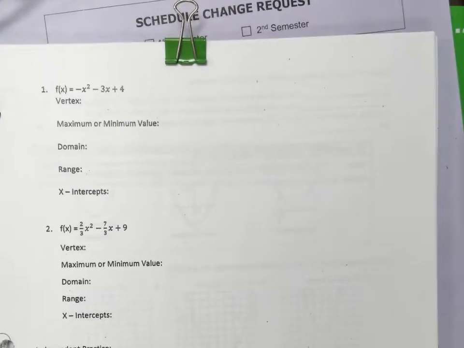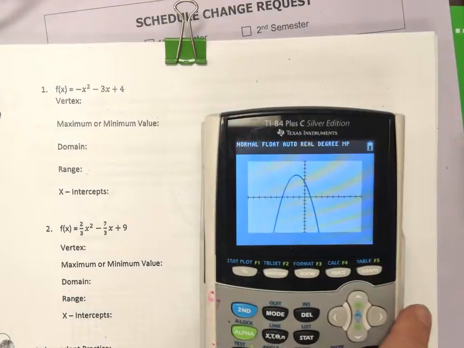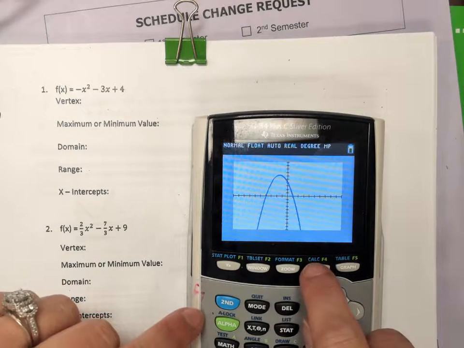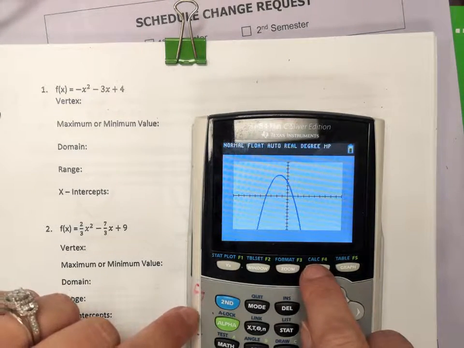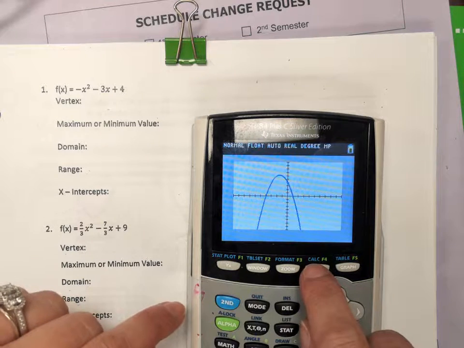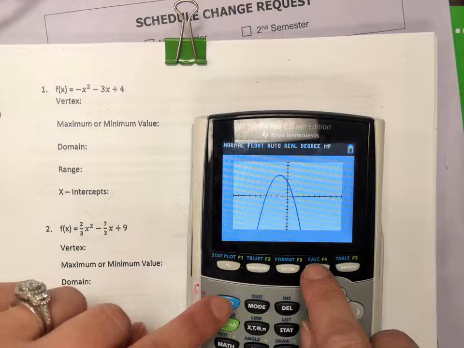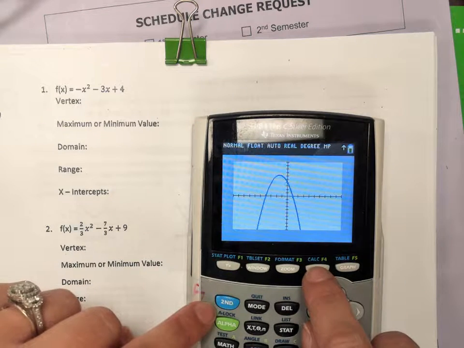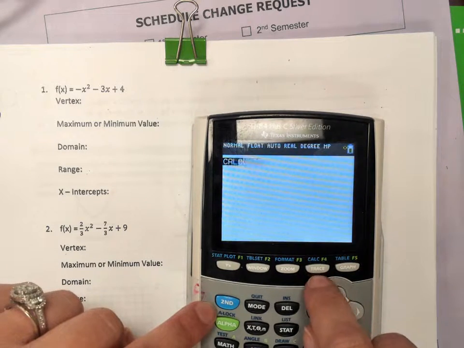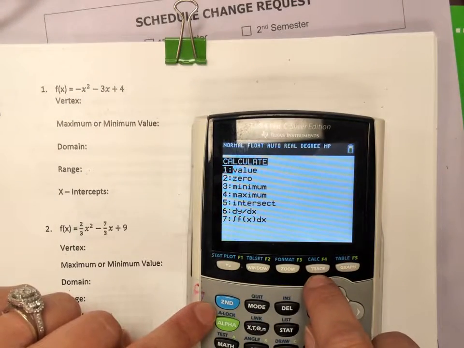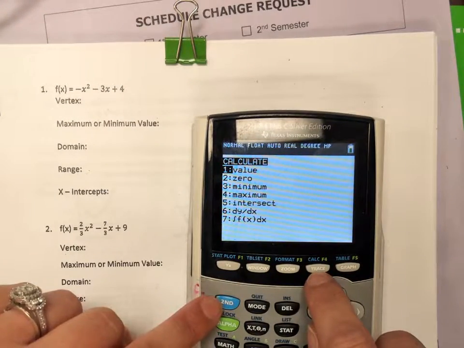Let it get its life together. Okay. All right. Do you see this trace button right here? You see right above it where it says calculate? We can tell our calculator, hey, calculate my maximum value, okay? So it's in blue or in yellow. So you hit the second button, then you hit the trace button or the calculate button. Don't go ahead of me. Don't get behind me. My fingers are still right there.